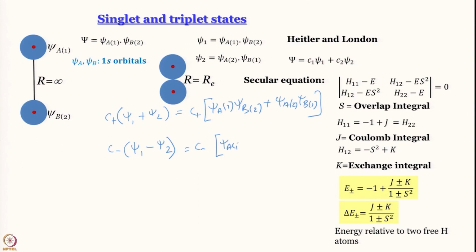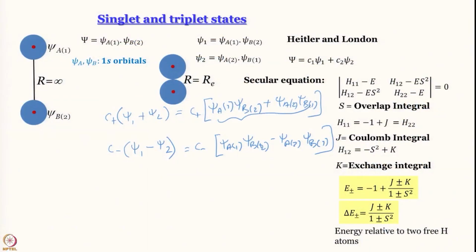Psi a 1 psi b 2 minus psi a 2 psi b 1. Now, I ask you to remember something that we had discussed when we talked about many electron atom wave functions. Remember the spin orbitals. Remember that the total wave function including the spatial part and the spin part for fermions has to be antisymmetric with respect to exchange. So, see the first one, this is symmetric with respect to exchange, is not it? If you change the labels 1 and 2, it does not change, but this one is antisymmetric.